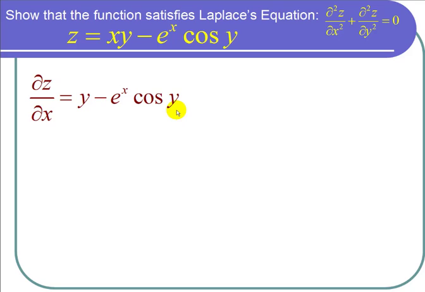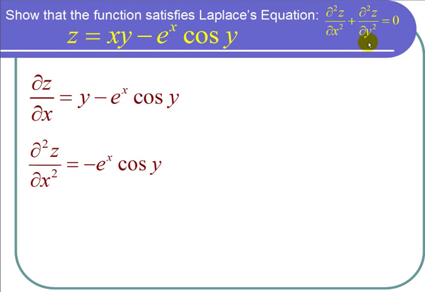Now let's find the second partial derivative of z with respect to x. So now I'm treating y as a constant again. Derivative of a constant is 0, and minus the derivative of e to the x times a constant is minus e to the x times that constant. So I get that the second partial derivative of z with respect to x is equal to negative e to the x cosine of y.